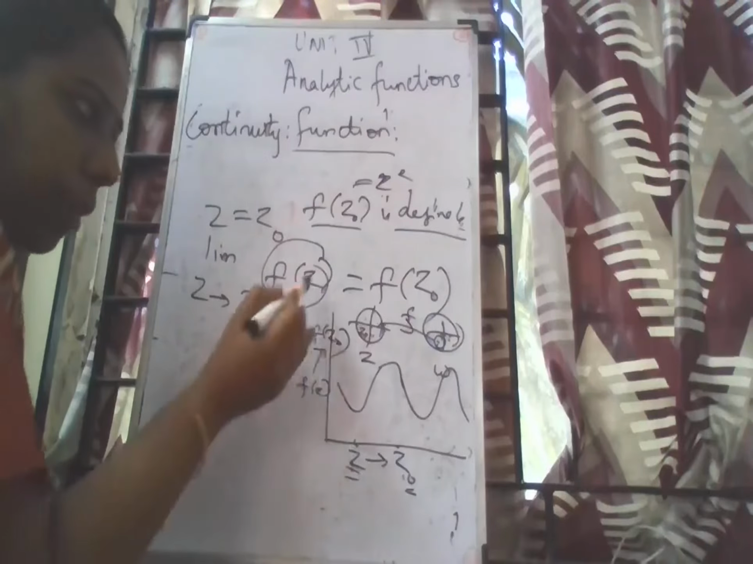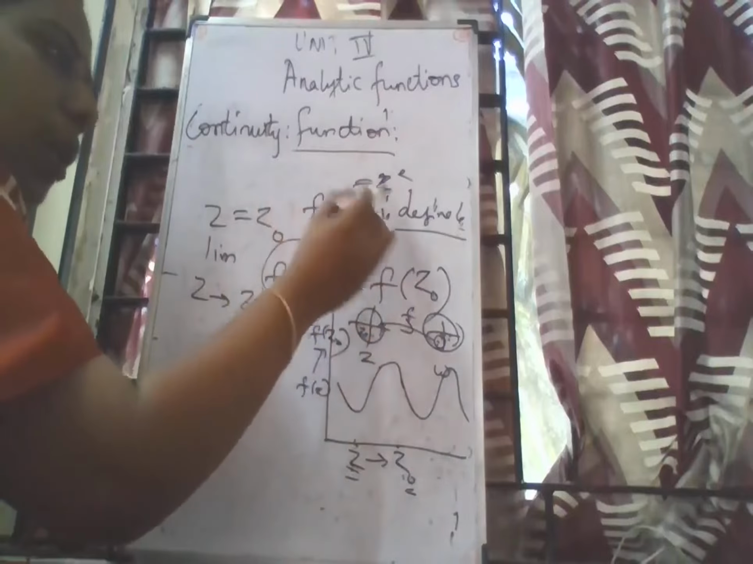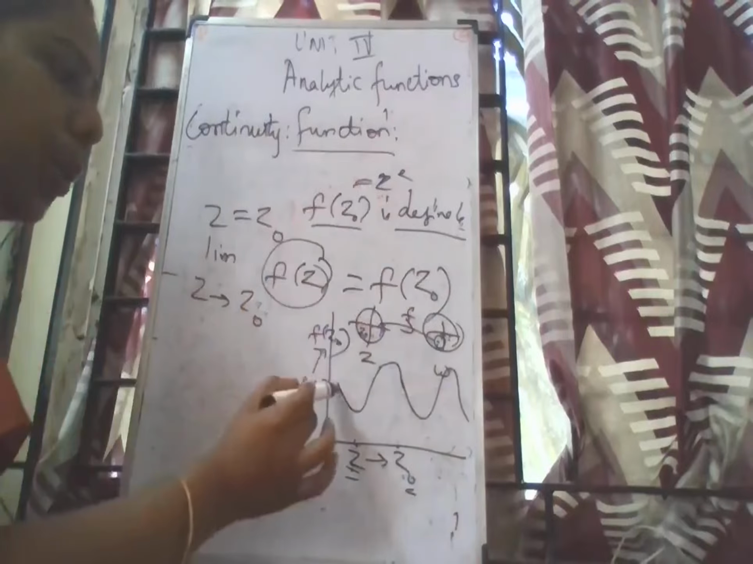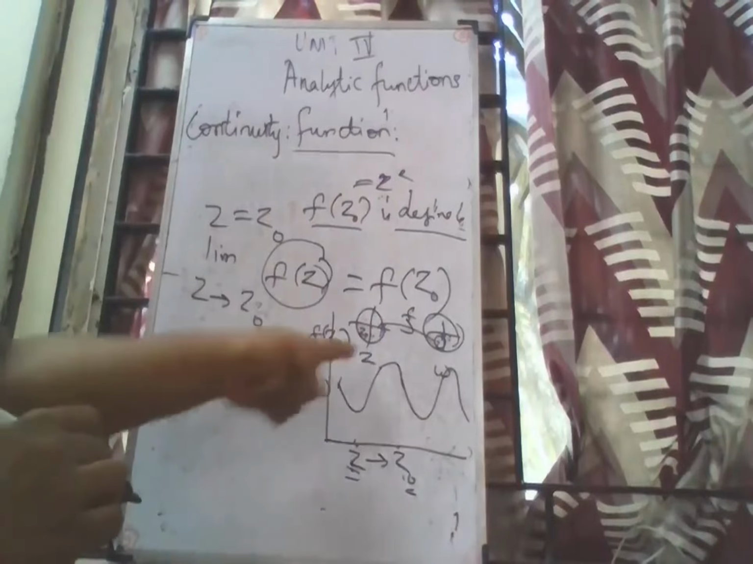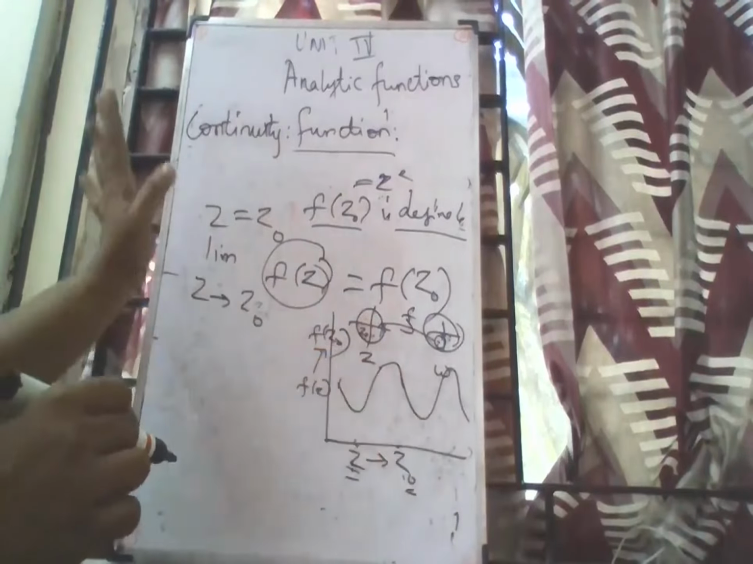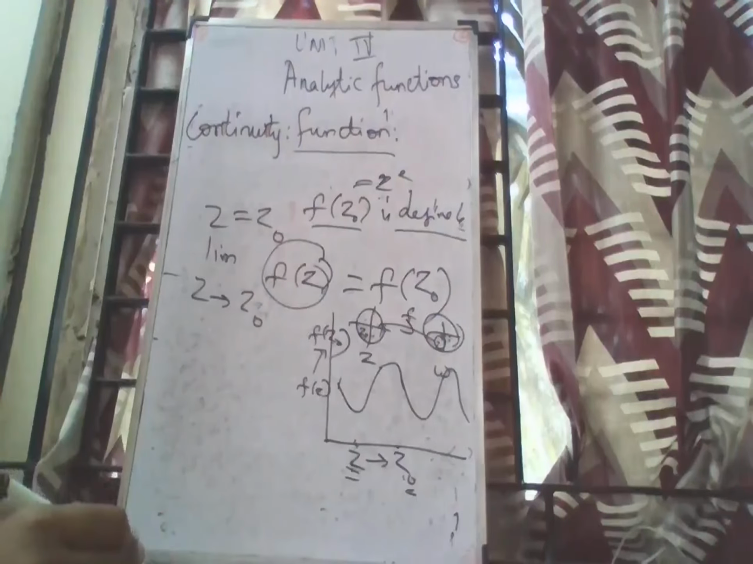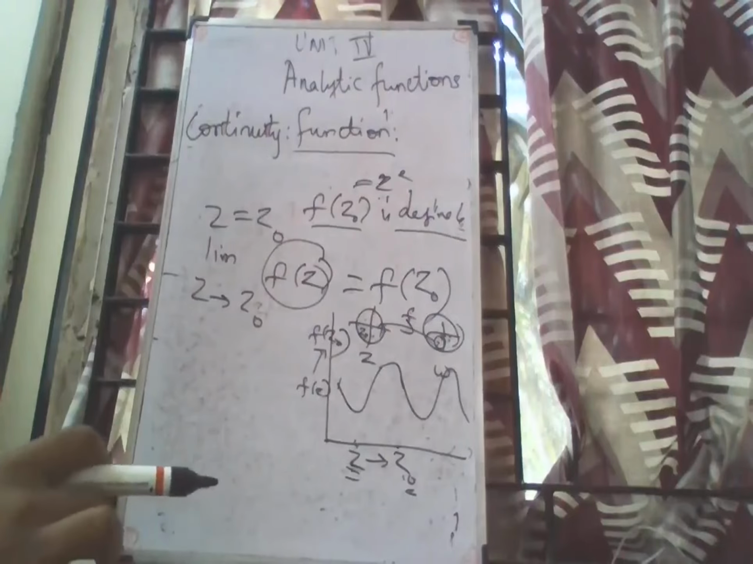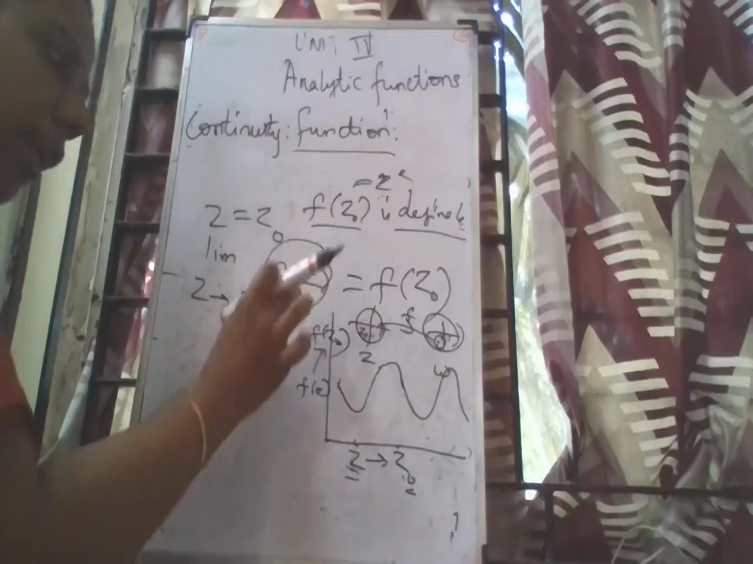the corresponding f of z we are defining. Substitute 1 comma 1, or 2 comma 2, minus 1 comma 1, all values, and we will get a graph like this, in terms of a continuous curve. It is not discontinuous. So this is nothing but continuity of a function. In one line, I'll say: as z tends to z naught, f of z tends to f of z naught.